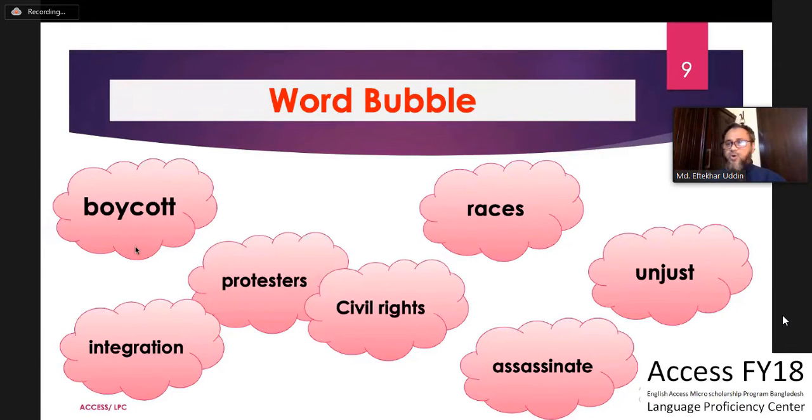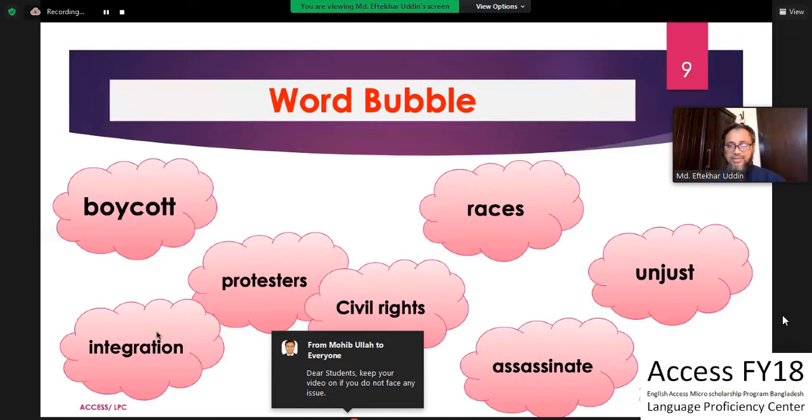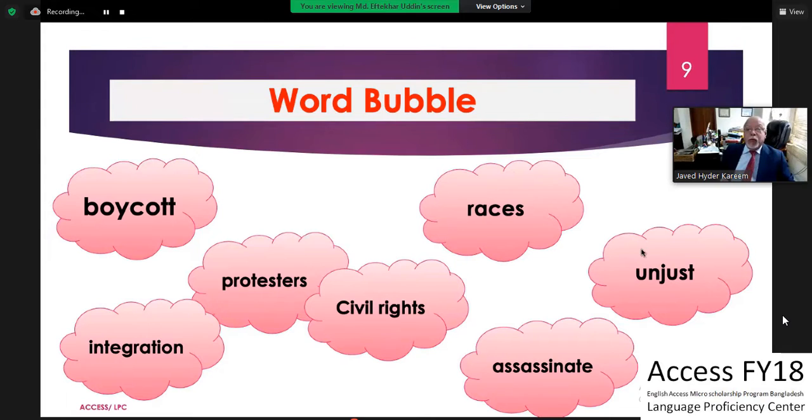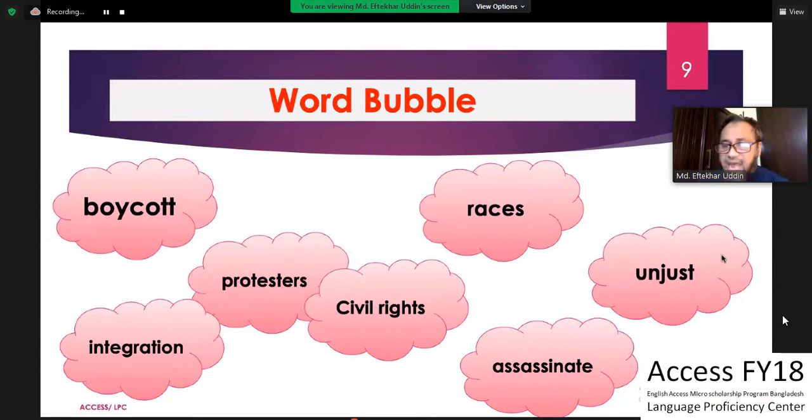Okay. The first word is boycott. The second word is integration. Third word is protesters. Fourth word is civil rights. Fifth word is racist. And sixth word is unjust. And the last word is assassinate. Okay. Boycott, integration, protesters, civil rights, racist, assassinate, unjust. So please use the chat box.